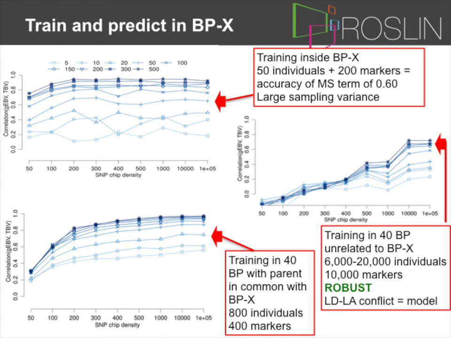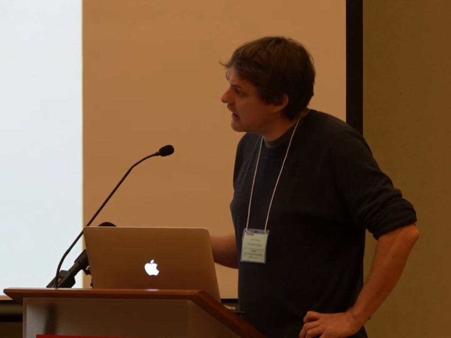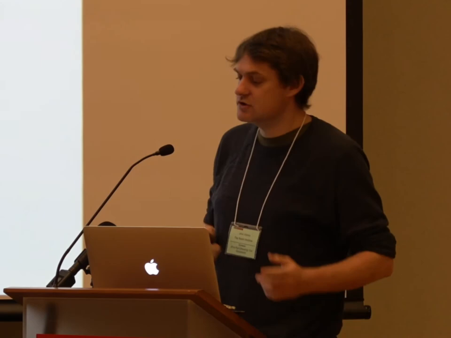So we wanted to quantify this simulation with a field experiment, so we proceeded with establishing a design which involved 44 crosses from the elite UK wheat breeding programs. We took from each of those 68 F2 individuals, we made F2-derived F4 plots for those, and we phenotyped those plots 4 times in 2 locations over 2 years. After genotyping and doing the QC, we had 25,000 SNPs. As you might expect, the UK breeders share parents all the time, so the crosses are all related to each other, but we were able to choose crosses that have some relationships, some shared parents, some shared grandparents, etc.